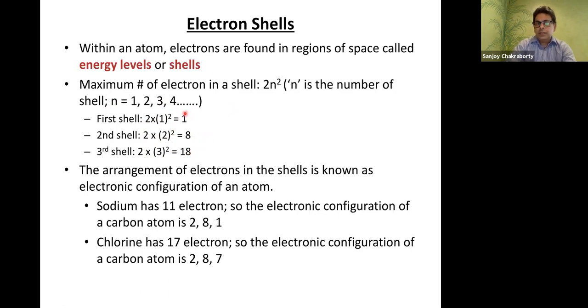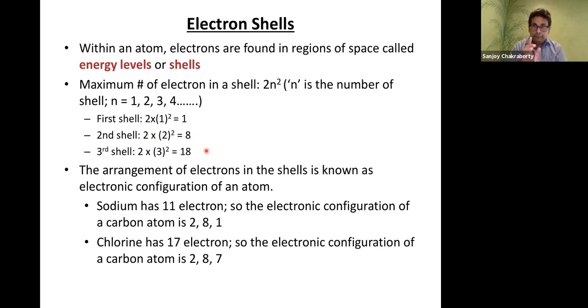So again, make sure you correct that slide. The first shell has 2 electrons maximum. The second shell can have 8 electrons maximum. The third shell can have 18 electrons maximum. This is how we fill the electrons. But here's the important part. The first shell must be completely filled before electrons go to the second shell. Same is true for the second shell. The second shell is completely filled before it goes to the third shell, and so on.